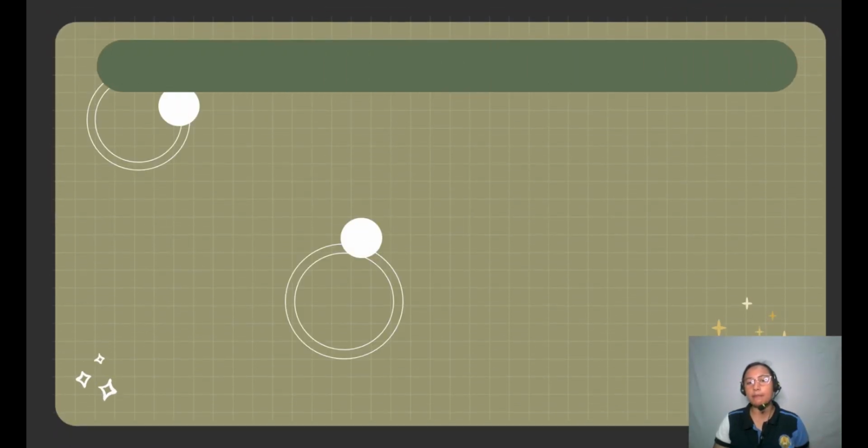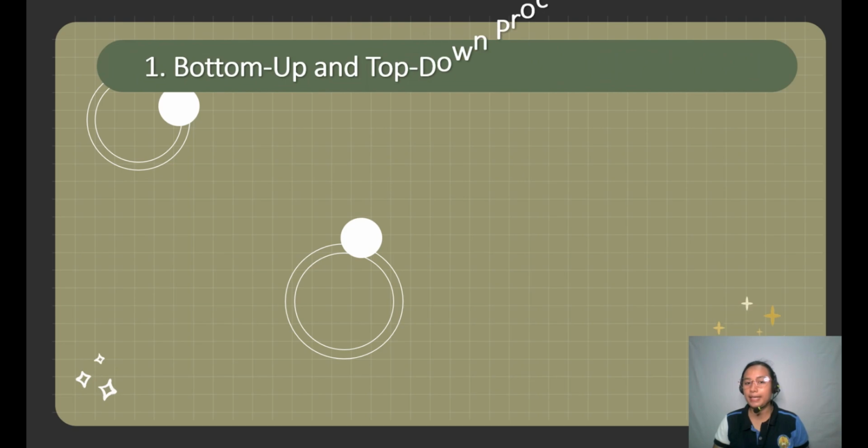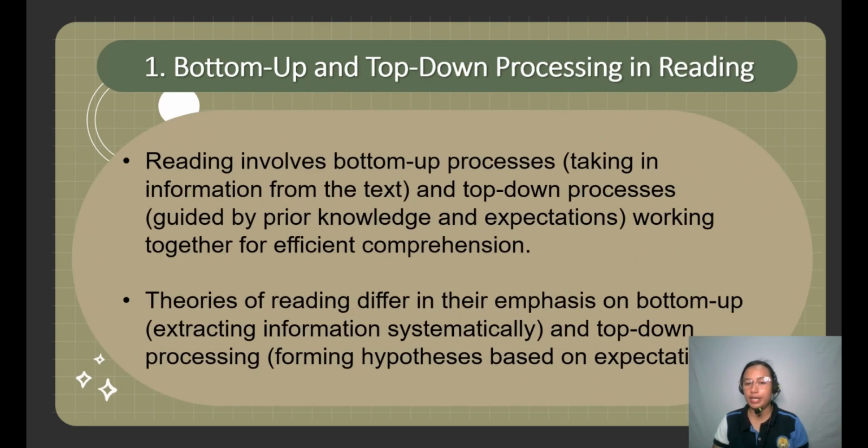Now let's dig deeper into the bottom-up and the top-down processing in reading. So we are very familiar with the bottom-up and top-down process in reading. Reading involves bottom-up processes, meaning taking in information from the text, and top-down processes, which are guided by prior knowledge and expectations, working together for efficient comprehension. Theories of reading differ in their emphasis on bottom-up, extracting information systematically, and top-down processing, which is forming hypotheses based on prior knowledge.